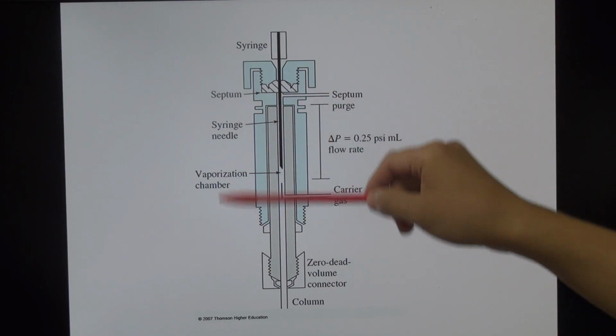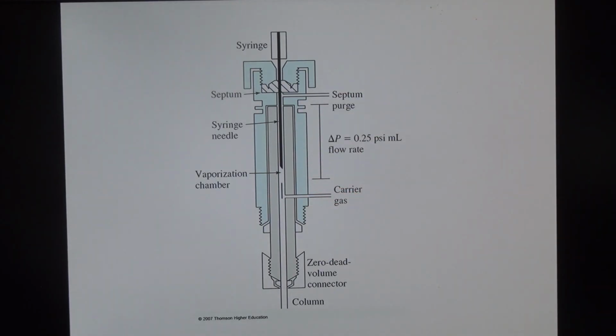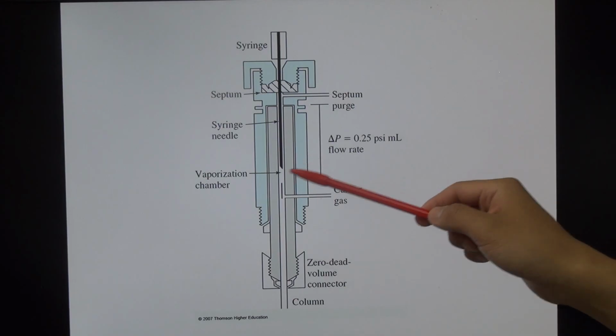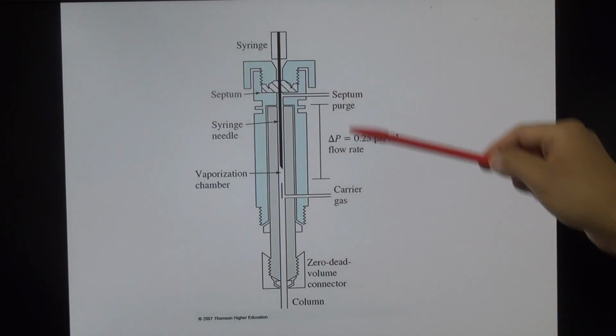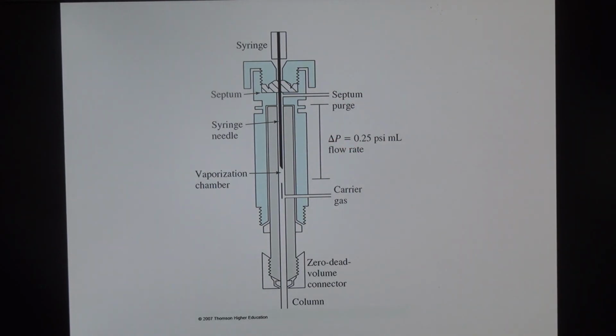Overall, inside of this sample port, this part is at least 50 degrees higher than the boiling point of the least volatile compound, so that it can vaporize all the components inside of the sample into gas phase. Okay.